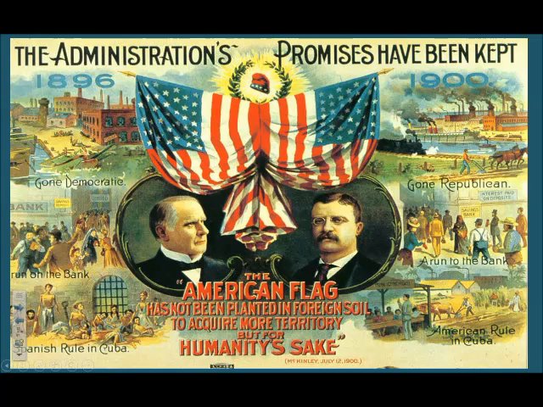He's also going to choose a new running mate in the 1900 election, of course, Teddy Roosevelt. And he's saying that the administration's promises have been kept, that in 1896, so much of the country had gone Democratic, and now it has gone Republican. So he's showing the prosperity that's been brought to the country. That there used to be a run on the bank. In 1893, there was a panic, an economic panic, but now people are running to the bank. In 1896, there had been Spanish rule in Cuba, and now there is American rule in Cuba. That is so much better, of course, and the American flag has not been planted in foreign soil to acquire more territory, but for humanity's sake and for America's sake.